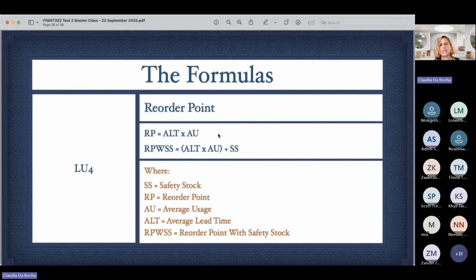Lead time being how long it takes for your stock to reach you from when the order is placed. Average usage being how much you use. What's important is with your lead time and average usage that it is the same denominator. So what I mean by that, if your lead time is weeks, your average usage must be weeks. If your lead time is a day, average usage must be days. Okay, it's very important. Then reorder point, the second one is with safety stock. So that W is for with safety stock.